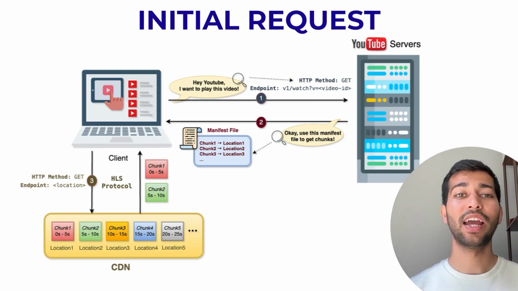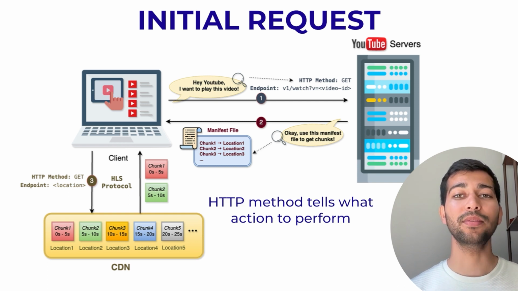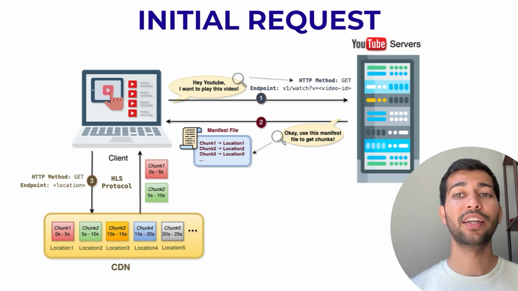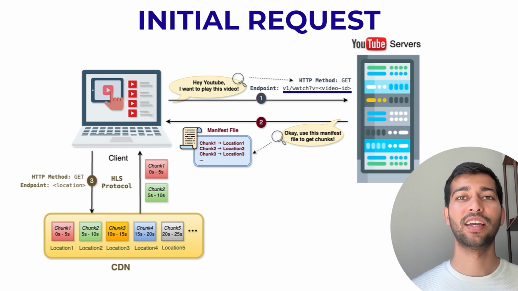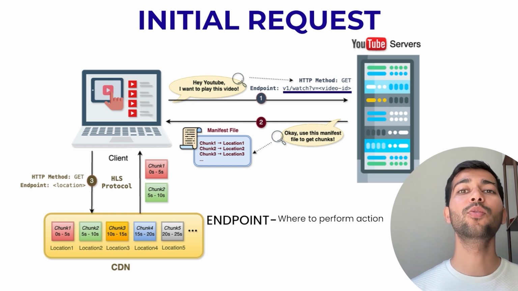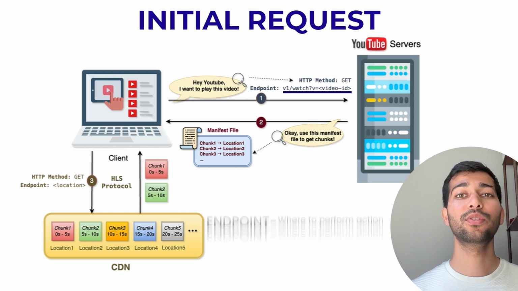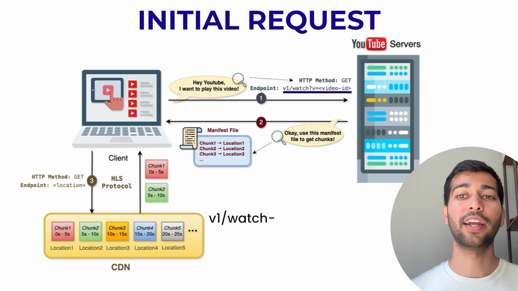As we know, HTTP method tells the server what action to perform. And in this case, since the user is trying to watch a video, it should be a GET action, get that video. Then there's the endpoint for that request. This tells the server where to perform that action. We use the v1/watch endpoint to tell the server we want to watch a video. And why v1? That is for version 1 of that API.